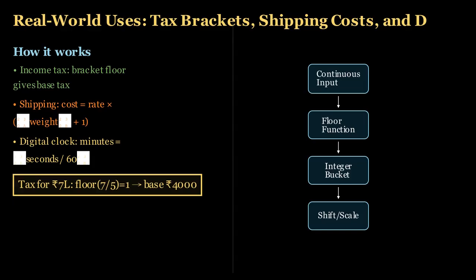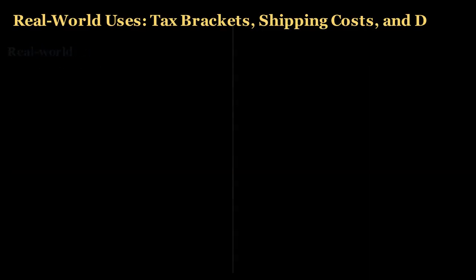A courier charges 50 rupees for the first kilogram and 30 rupees for each additional kilogram or part thereof. You have a parcel weighing 3.2 kilograms. What is the cost? The rule means, for the first whole kilogram, you pay 50. For the remaining weight, you pay 30 rupees per kilogram, but any fraction of a kilogram counts as a full kilogram. So the extra kilograms are given by the floor of the weight.